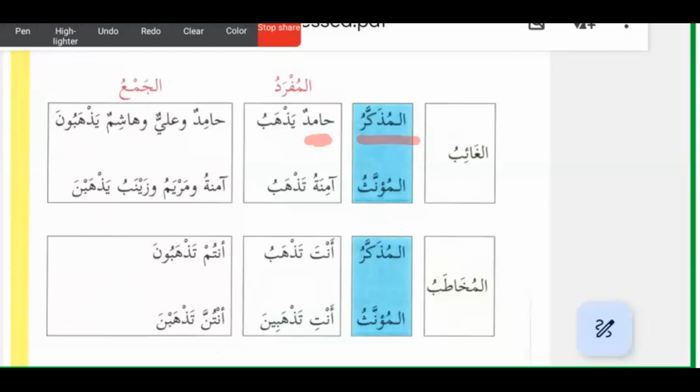Then we have jama. Now this is a plural. Hamidun wa Aliyun wa Hashimun yazhabuna. So we have three persons. So we say Hamid, Ali, and Hashim. So we will say they go, or these three persons are going. So we can say like that.